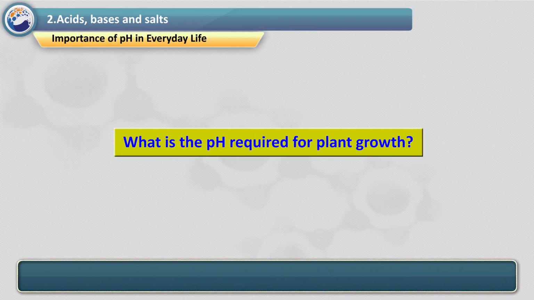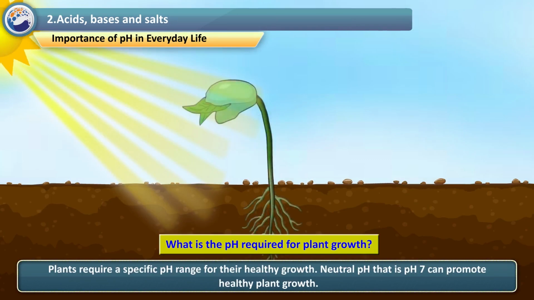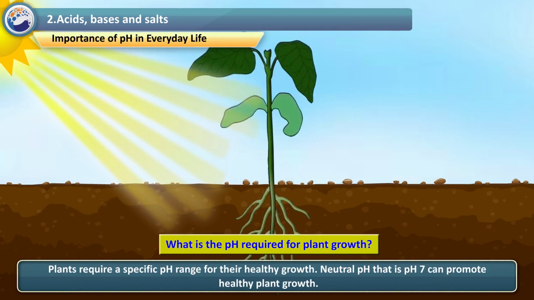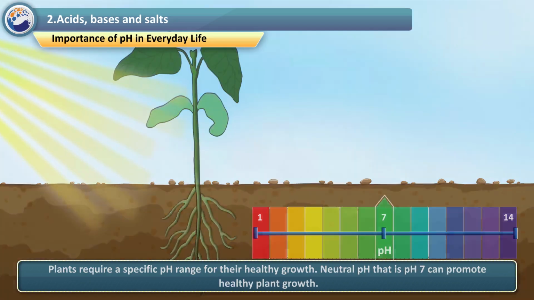Second, what is the pH required for plant growth? Plants require a specific pH range for their healthy growth. Neutral pH, that is pH 7, can promote healthy plant growth.